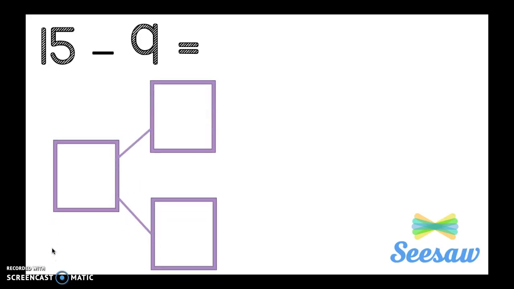This is the one that you're going to seesaw to your teacher. You can either do it on a dry erase board or in your math journal. But I'm going to have you go ahead and work on this problem. 15 minus 9 equals. I want you to go ahead and fill in that good number bond. I'm going to give you the whole amount and then the hidden 10 that we need to find.